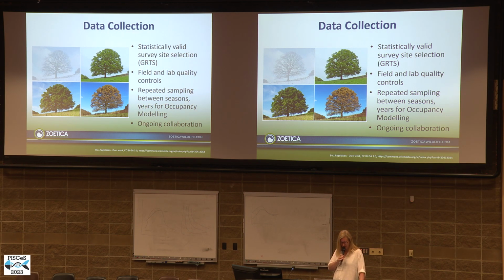We designed the field data collection protocols as ecologists to ensure that sites were sampled with little to no bias, such that data can be used to make generalizations about potential species found within various ecologically relevant study areas and habitat types. We elected to use a generalized random tessellation stratified sampling design, or a GRTS design, and we ensured that field and laboratory quality controls were included. We also planned for repeated sampling between seasons and years to enable later occupancy modeling.